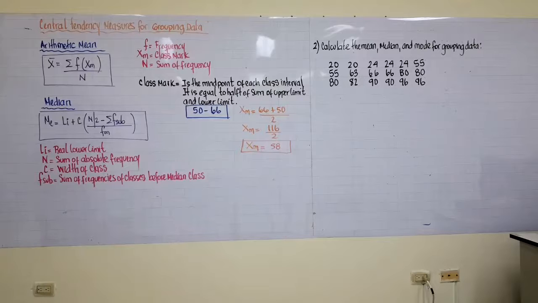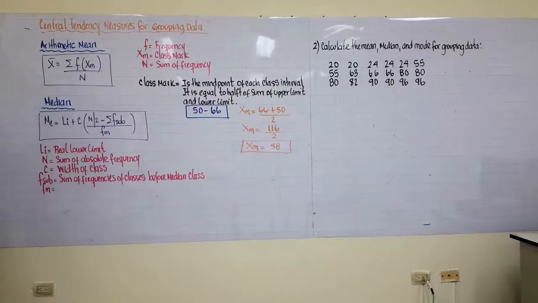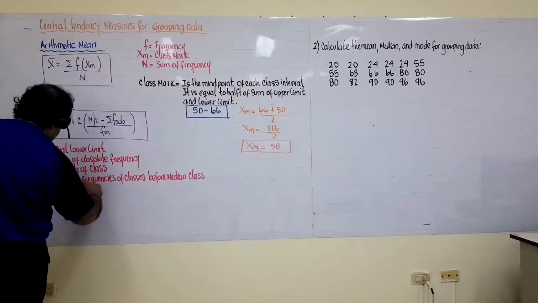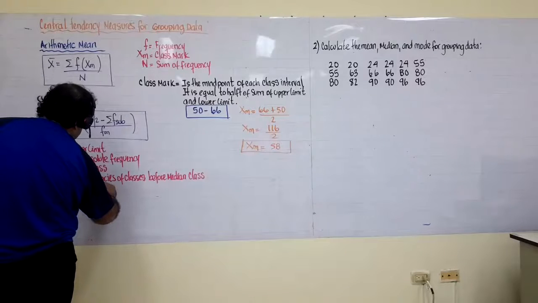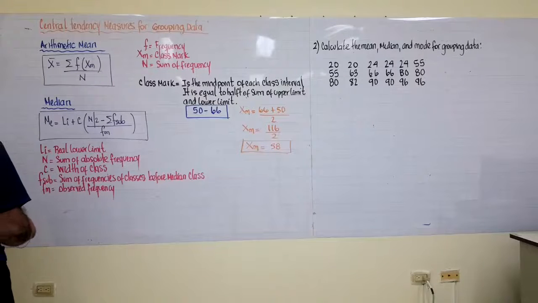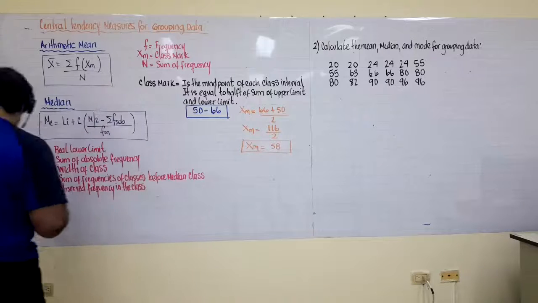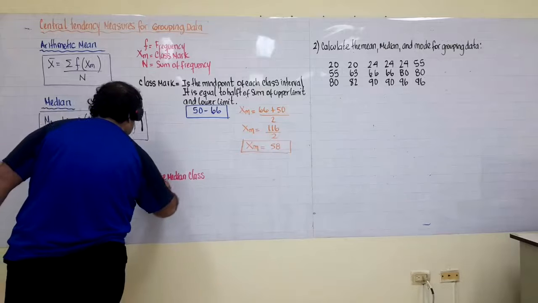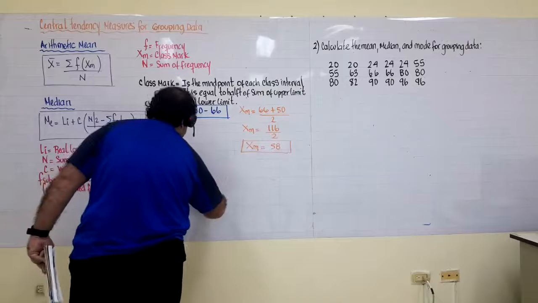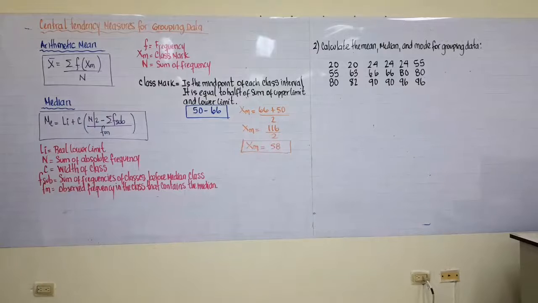Okay, and Fn, that means the observed frequency, the observed frequency in the class that contains the median. In simple words, it is the frequency when we identify the median.